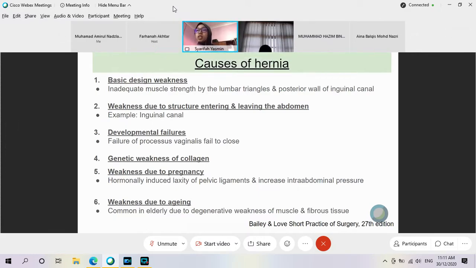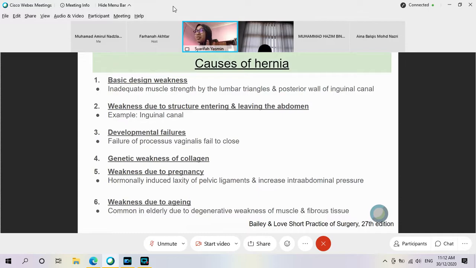The second one is weakness due to structures entering and leaving the abdomen. There are many structures that pass into and out of the abdominal cavity. A common example is the spermatic cord in the inguinal canal in males, and in females it is the round ligament. These structures that enter and leave the abdomen can result in weakness of the muscle and cause hernia. The next one is developmental failures.